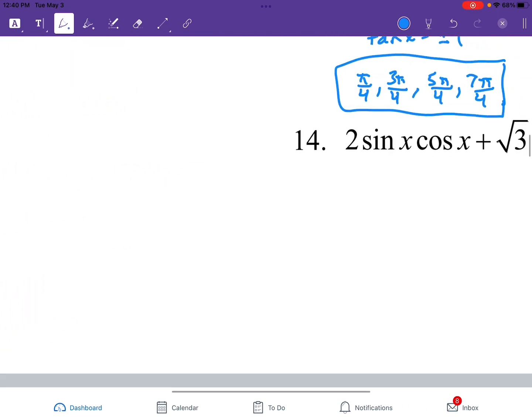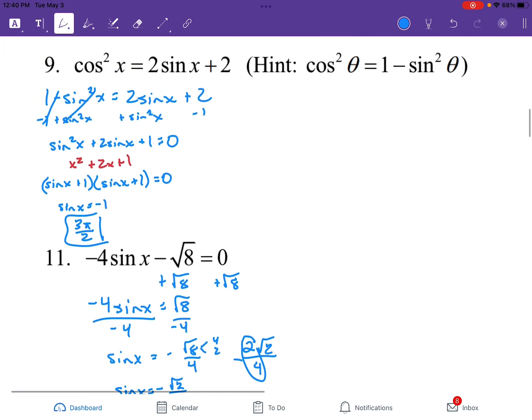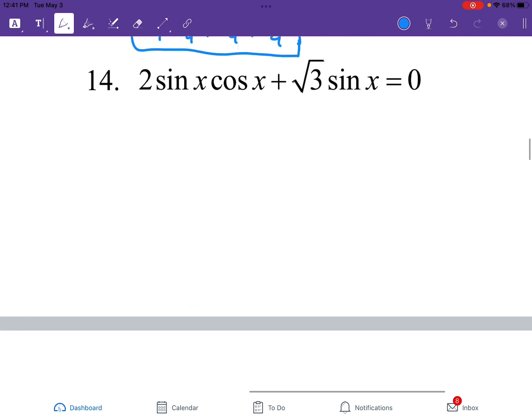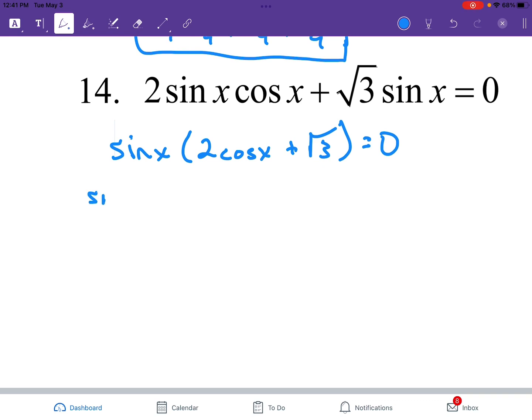Okay. Last equation. All right, in this case, similar to the problem we just did, right? But unlike the problem that was over here with the hint, where'd it go? Right here. We don't have a hint, and none of these two terms is squared. But they both contain sine, so we're going to take a sine out. And we're left with 2 cosine of x plus the square root of 3 equals 0. So we can take both of these factors and set them equal to 0 now.